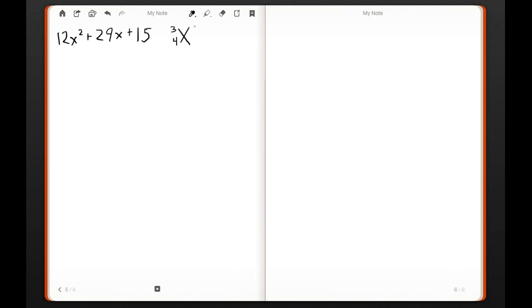If we put the 3 here, that would get us to 12, which doesn't really seem like we're going to be able to get high enough. So let's put the 5 here, and then we'll put the 3 here. This will be 5 times 4 is 20. 3 times 3 is 9, and 20 plus 9 is 29. There we go.